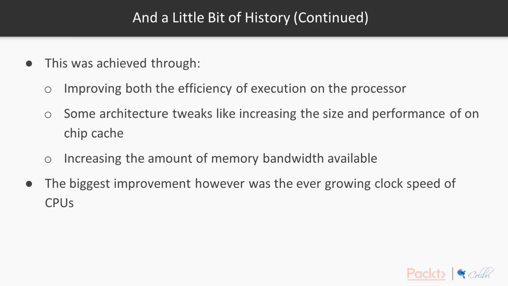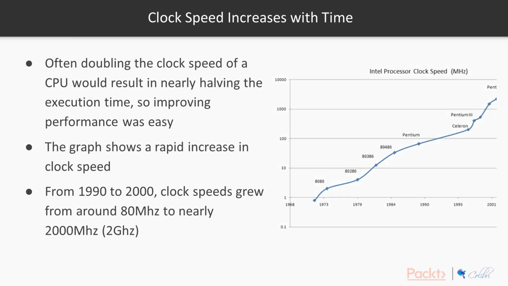But the biggest improvement to execution performance was actually through increasing the clock speed of a CPU. So we can do all sorts of tweaks in order to reduce the amount of clock cycles required to execute an instruction. But actually the best way to improve the performance of our applications and our processors was just to increase the number of instructions we could execute for each given unit of time. So if we look at this graph here on the slide, we can see that clock speed has increased incredibly quickly with time, particularly between 1995 and 2001.